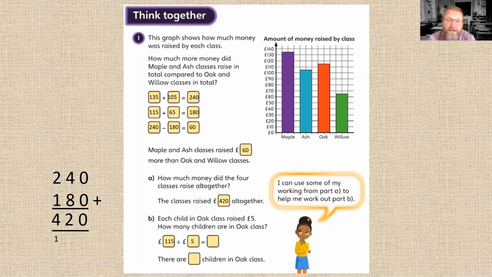Okay, now I know if you divide 100 by 5, that's 20. 20, 40, 60, 80, 100. Okay, so that's 20. And there are 3 5s in 15. 5, 10, 15. So 20 and 3 together is 23. So there are 23 children in the Oak class.